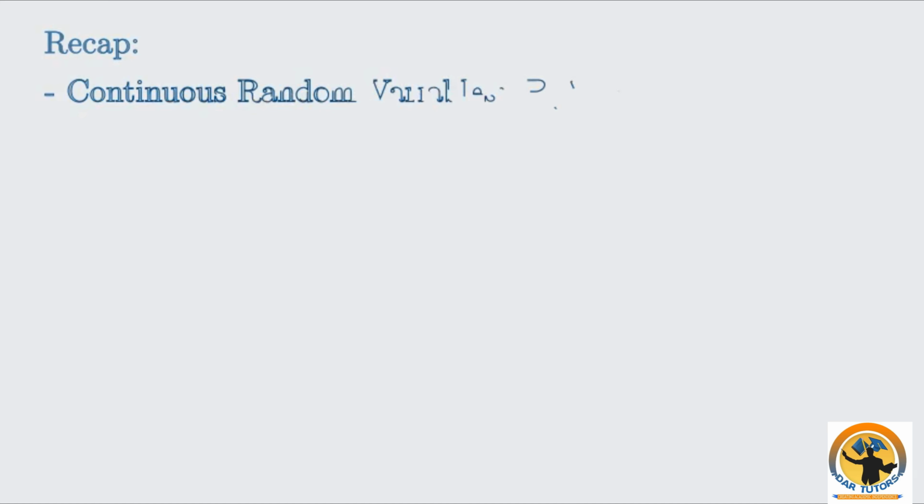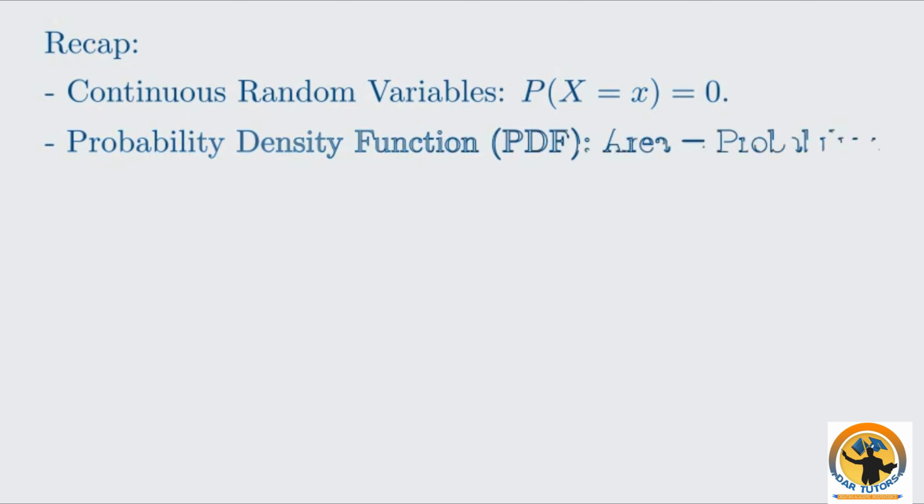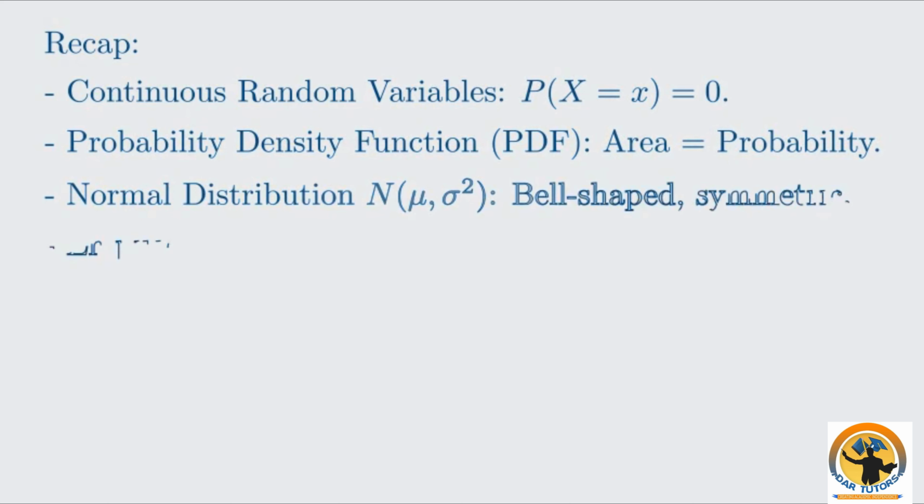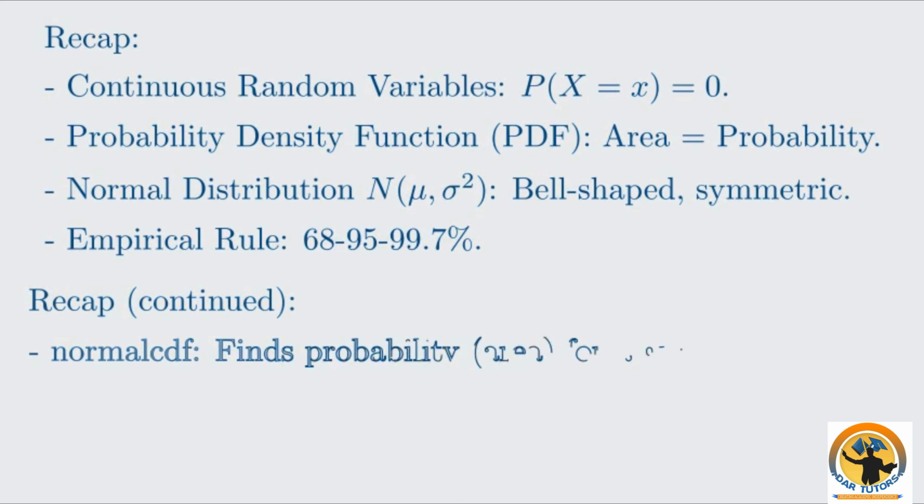Let's quickly recap what we've covered today. We started by defining continuous random variables and the probability density function, or PDF, where probability is represented by area. We then introduced the normal distribution, a symmetrical bell-shaped curve characterized by its mean, mu, and standard deviation, sigma. The empirical rule gave us approximate probabilities for data within 1, 2, or 3 standard deviations. We learned to calculate any normal probability using our calculator's normal CDF function.